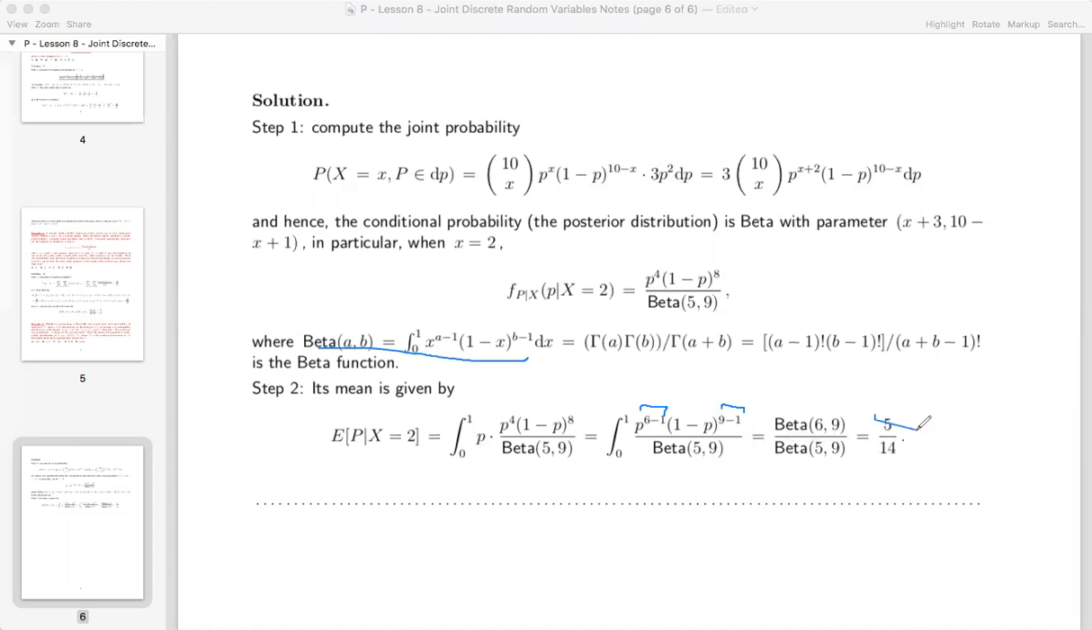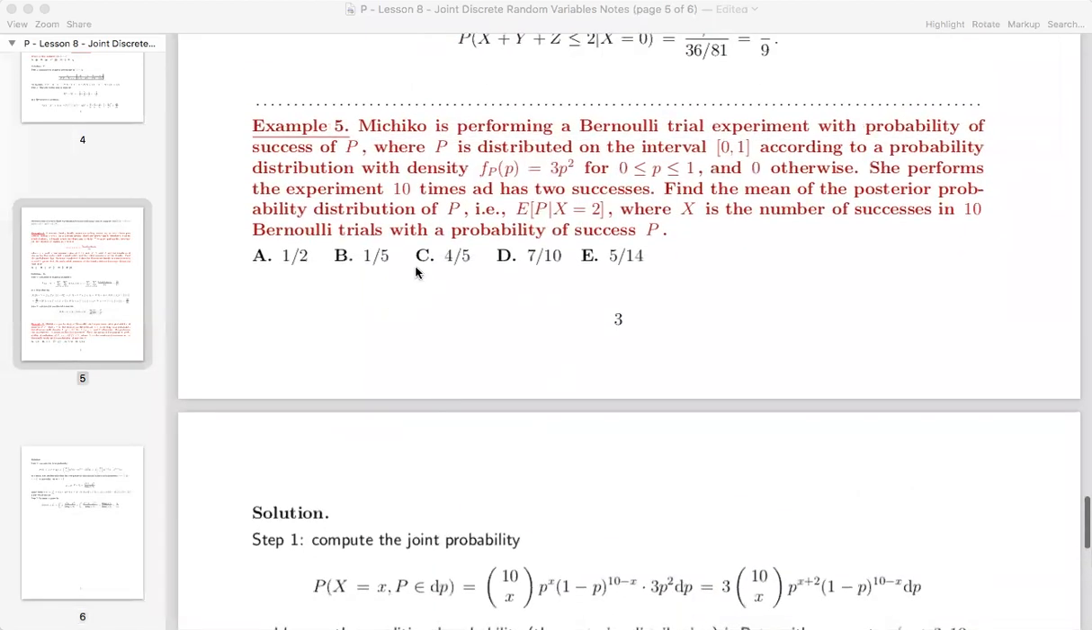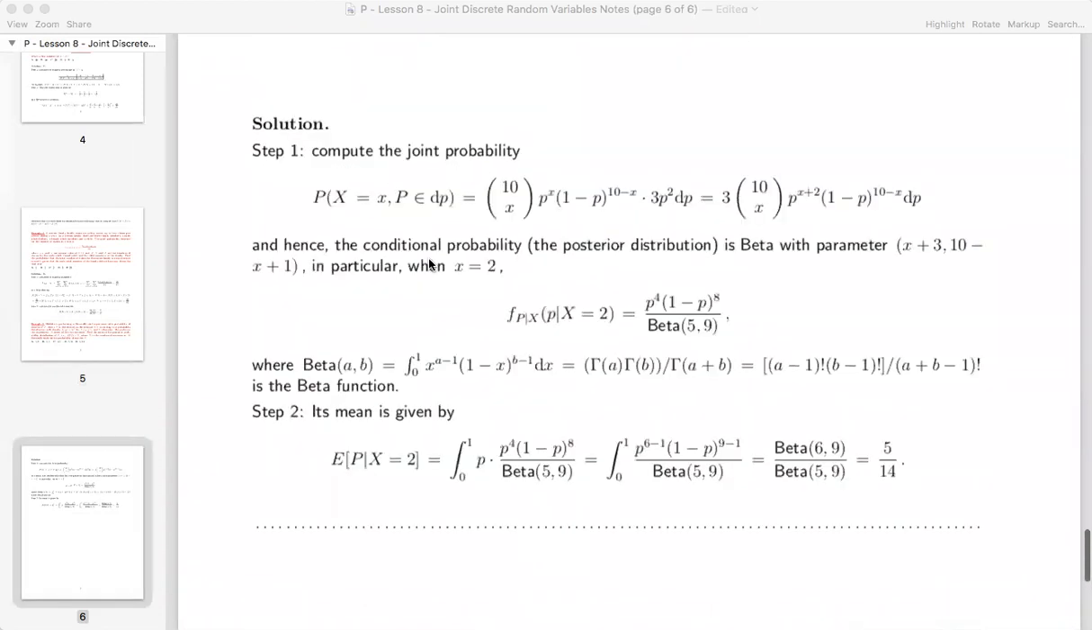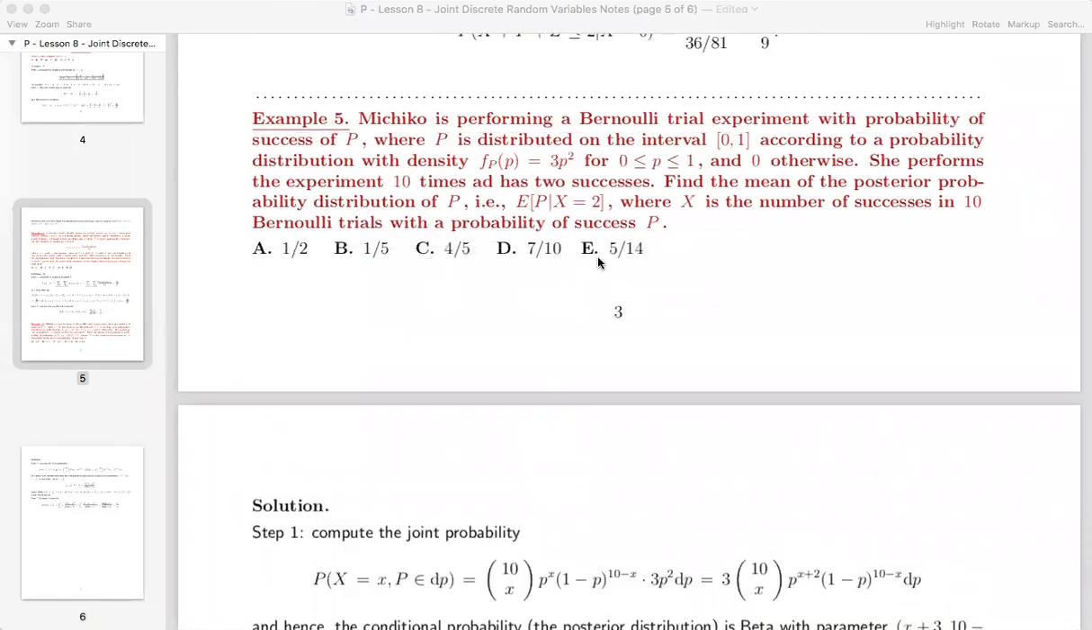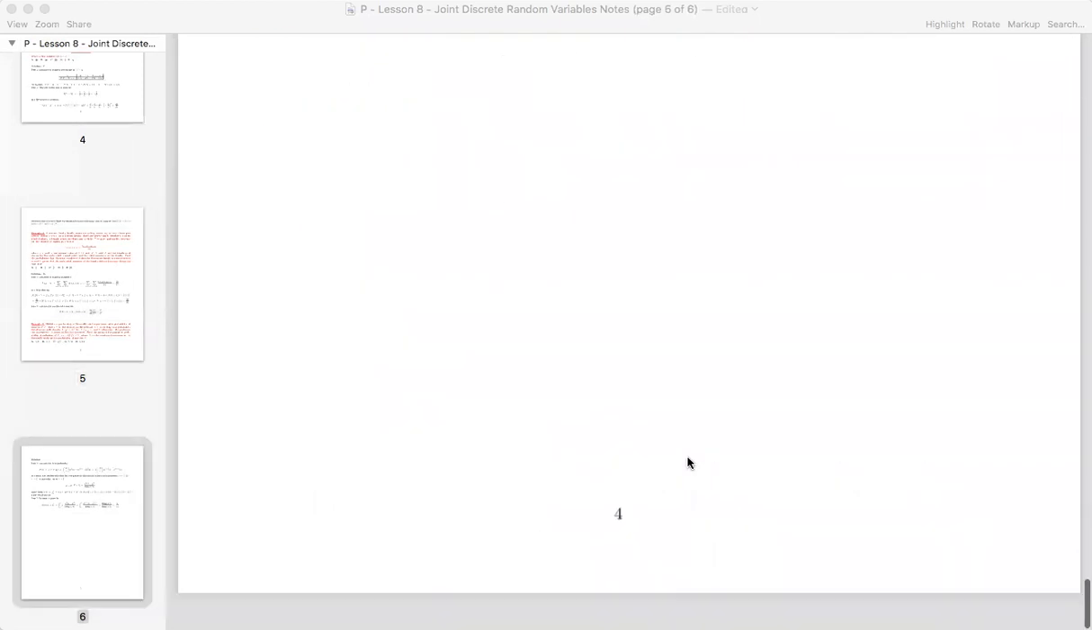And then we know that this is just 6 over 15, which is 2/5. Whoops, there we go. So that is how we would calculate that one. And that would give us the answer, 5/14, which is answer E. And I believe that is all.